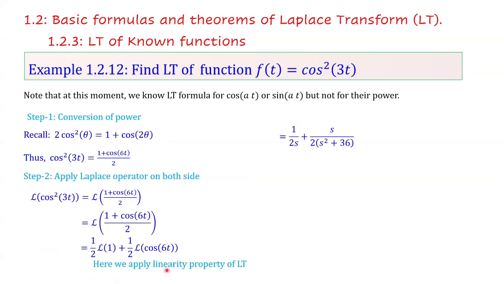Next, Laplace of 1 is 1 over s, and Laplace of cosine 6t will be s over s square plus 36. If we simplify further, we get s square plus 36 plus s square over 2, and then after simplification you will get s square plus 18 over s square plus 36. So this is the Laplace transform of cosine square 3t.